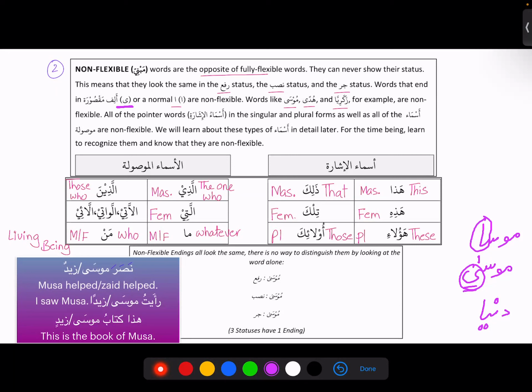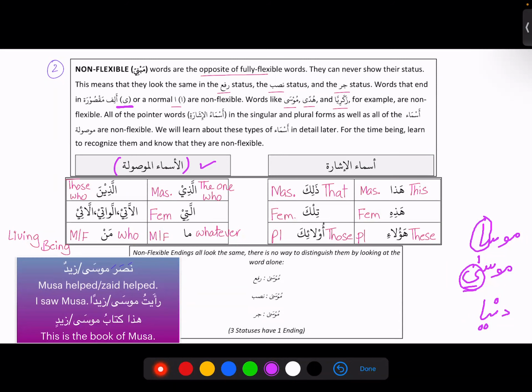And then there are some words called asmaul mausula. We see alladhi, alladhina, allati, all these words in the Quran Pak, right? They are called asmaul mausula. Why they are called asmaul mausula, inshallah, that is our later discussion. We will learn about them. But for right now, we need to know that these words are non-flexible. So if alladhi is playing the major subject of the sentence, still alladhi. If it has a jar status, still alladhi. And nasab status, still alladhi.